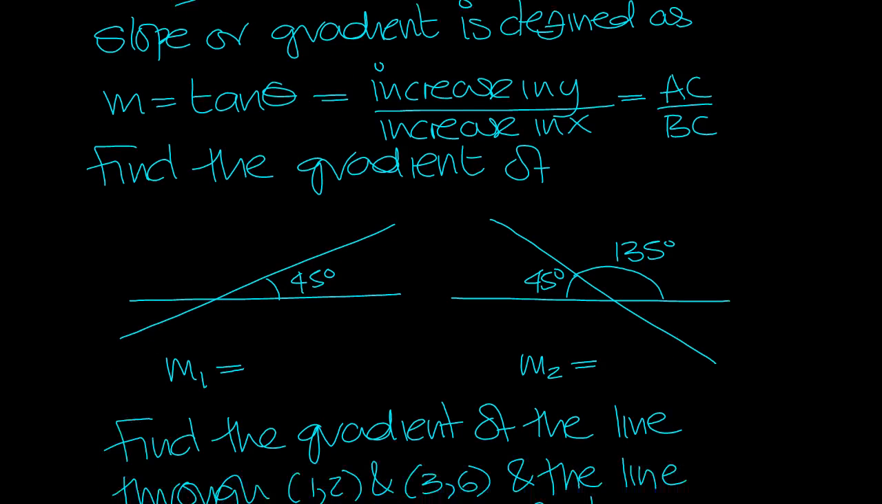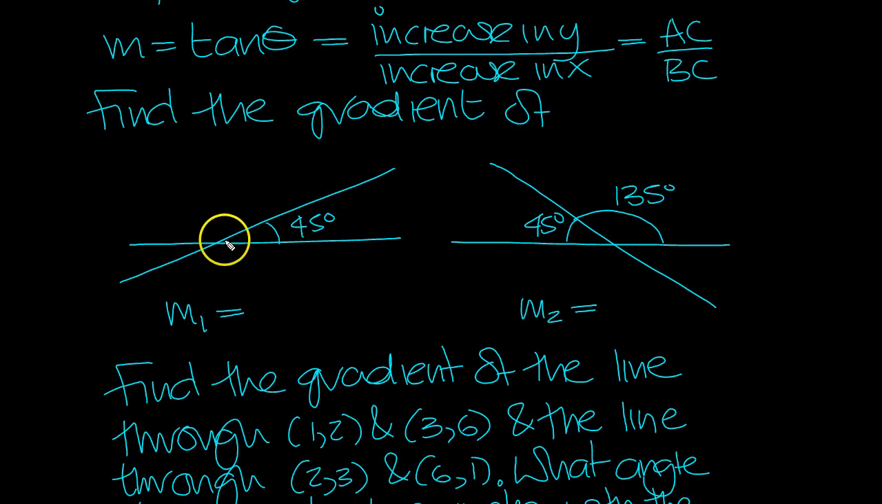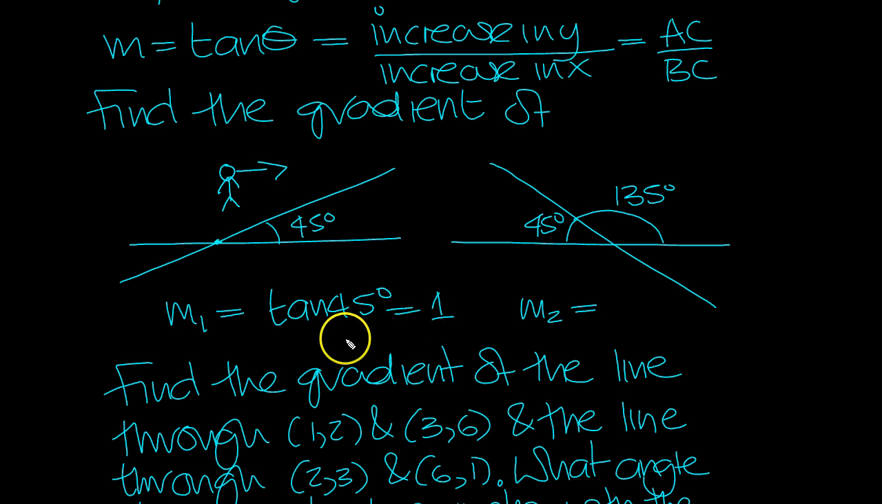Okay, so find the gradient of the following lines. Well, this line here, if you're standing here and you're facing in the forwards positive direction, this line goes up, so it's got a positive gradient. It's the tan of that angle, isn't it? Tan 45. If you tap that in the calculator, you get 1. So the gradient is 1.